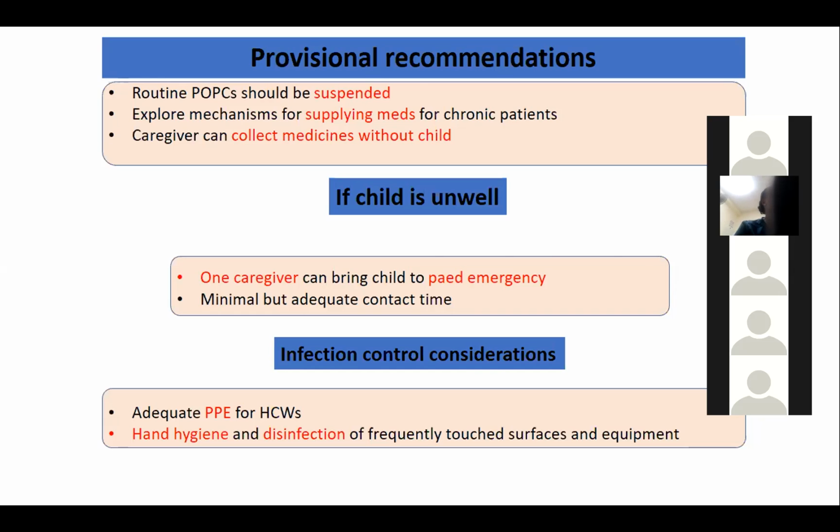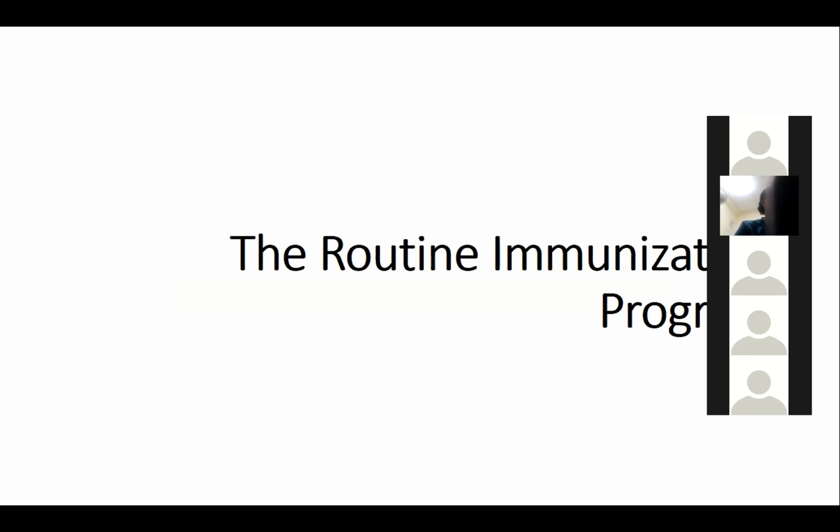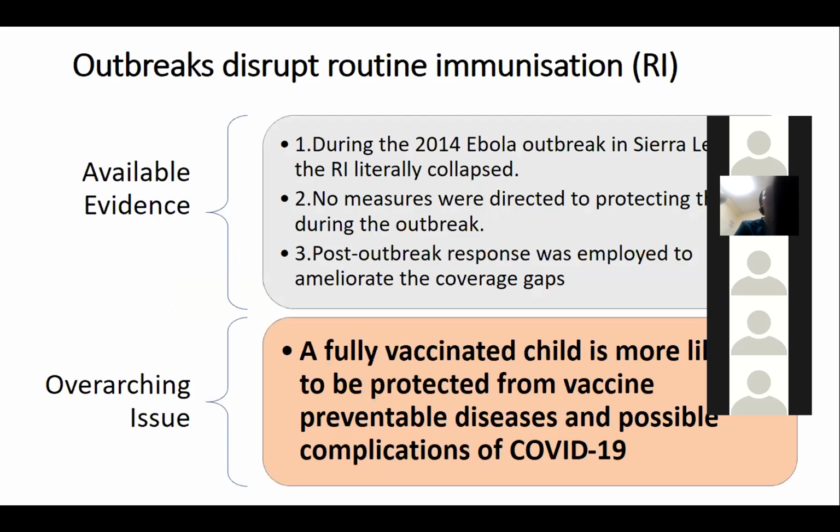Next slide, please. About our immunization programs, what are we saying? Let us first look at the evidence available. We have, from the Ebola outbreak in Sierra Leone in 2014, the routine immunization services literally collapsed. And we saw that there was a rise in vaccine preventable illnesses because children did not get vaccinated, and there was no adequate catch-up program after that.